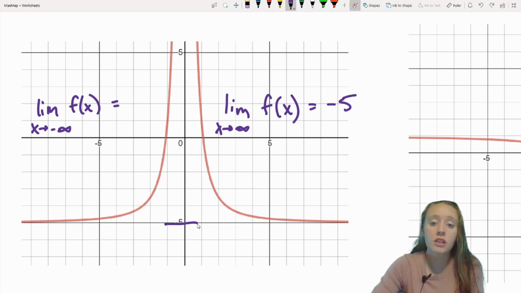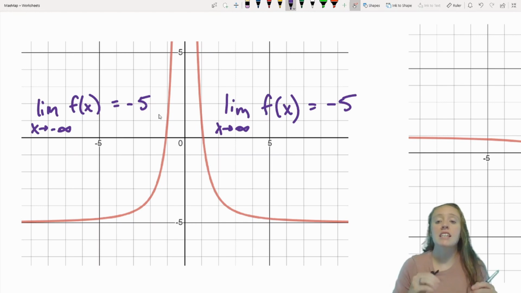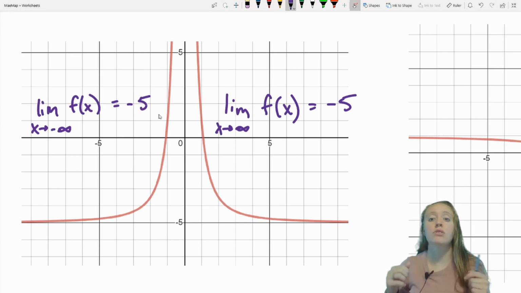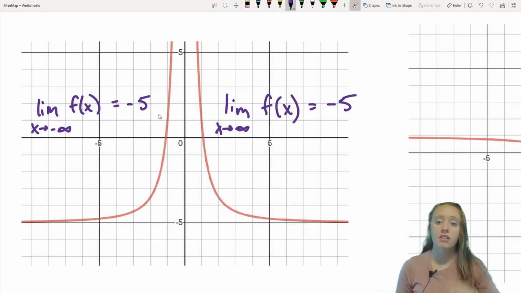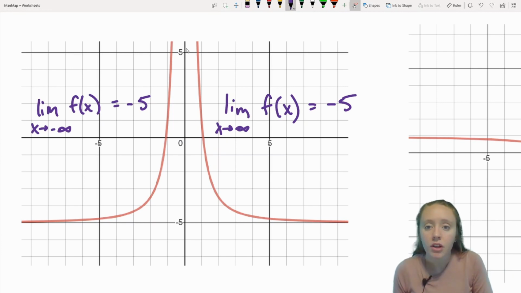It's headed towards a y value of -5. So the limit of f of x as x approaches negative infinity is also -5. And here, if you remember from our previous worksheet, we also have this vertical asymptote at x equals 0.